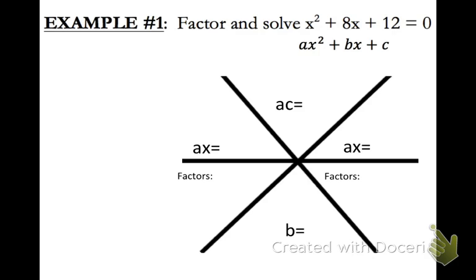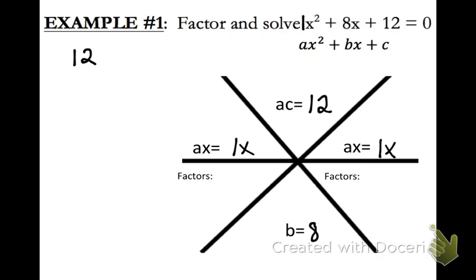Okay, so here's our first one. First example, again, this is from the notes, so you can just have this second example alongside the first. My equation is x squared plus 8x plus 12. Remember, I have my a, b, and c. Here a is 1, b is 8, and c is 12. So a times c would be 12, 1 times 12. b is 8. ax is 1x and 1x. And then I need to find my factors. So I'm looking for the factors that multiply to 12 and add to 8.